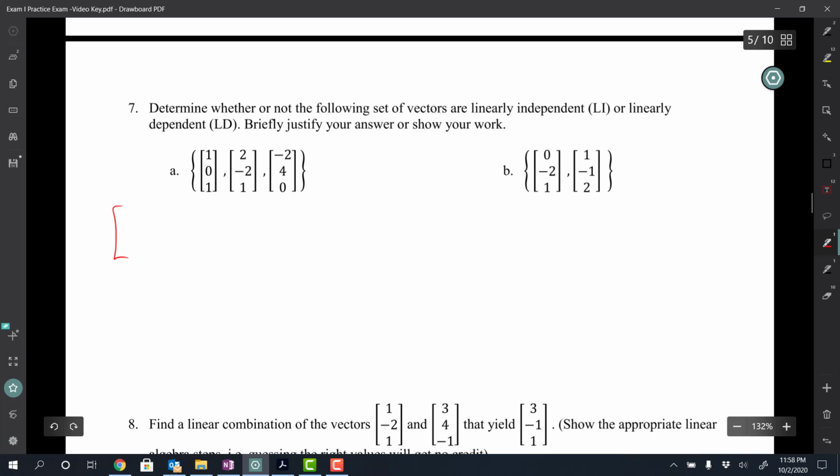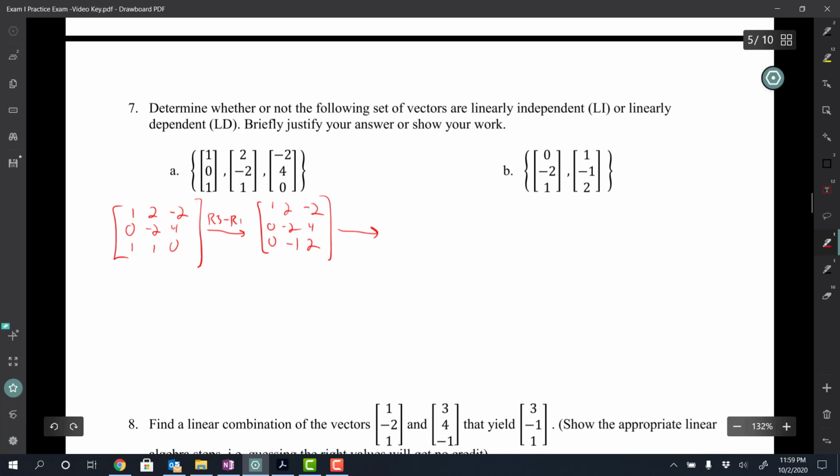I will put these vectors into a matrix, I will do row reduction, and I will look to see if there's a pivot in every column. If there's a pivot in every column, that would tell me the columns are linearly independent. In this case, my row operation will be row 3 minus row 1. Row 1 stays the same, row 2 stays the same, row 3 becomes 0, 1 minus 2 is -1, 0 minus -2 is +2.